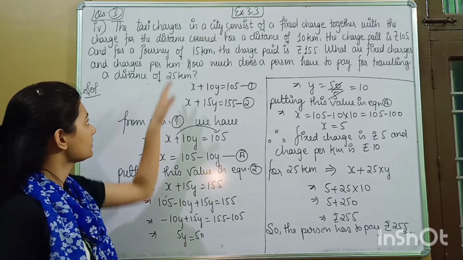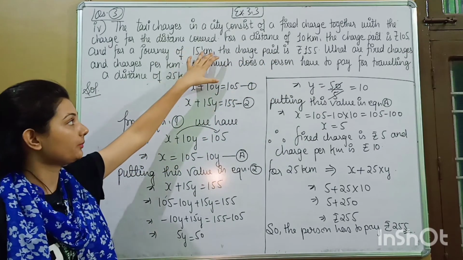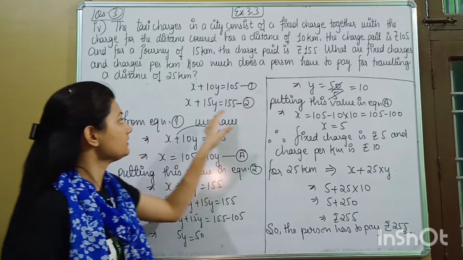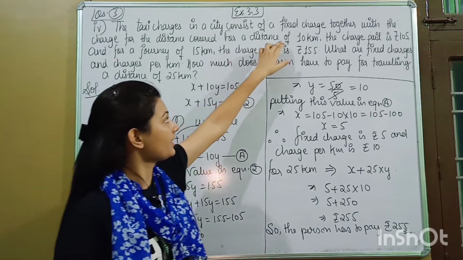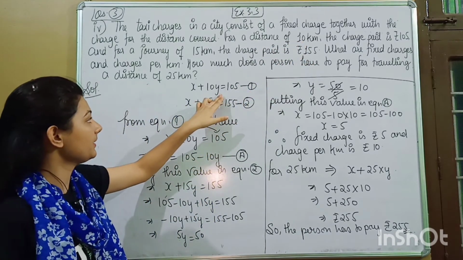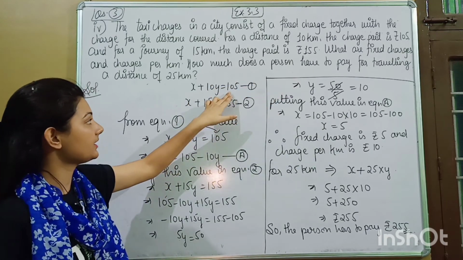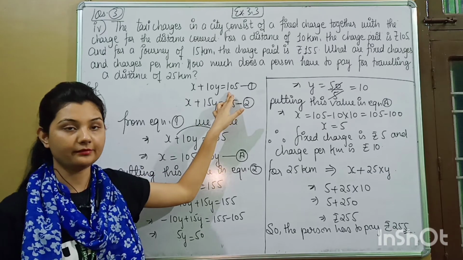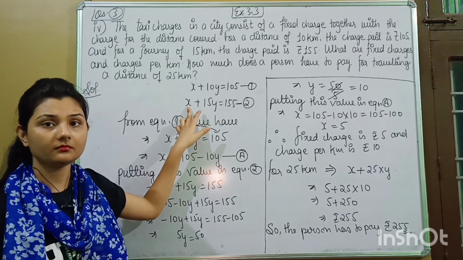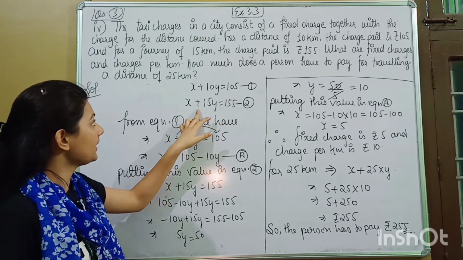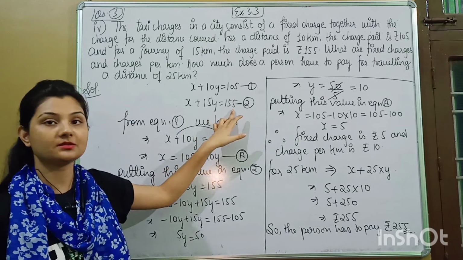See, what was the given question? There is a taxi in the city which has a fixed charge and also a charge per kilometer. For a distance of 10 kilometers, the fixed charge will be written as it is, that is x plus, now because the person is traveling a distance of 10 kilometers, we will multiply the charge per kilometer by the distance, that is 10y, and the total charge he has paid is 105, so it is equal to 105. Now in the second, for a distance of 15 kilometers, again the fixed charge will be written as it is plus, now the charge per kilometer will be multiplied by 15, the total charge paid is rupees 155.